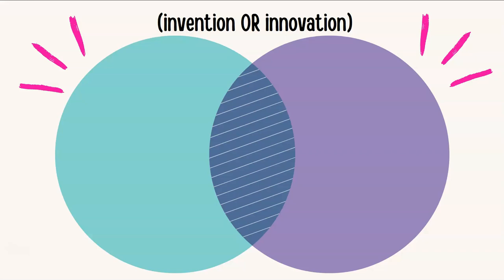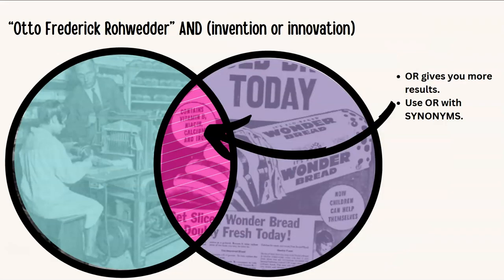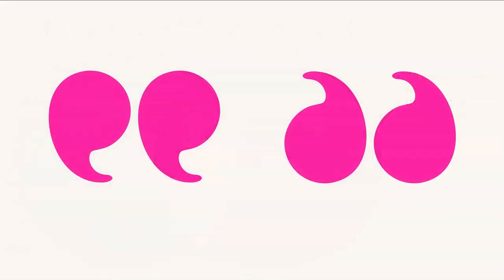This is going to give me anything invention, anything innovation, and anything in between. Now, the entire purple side of this graph is invention or innovation. And then it's going to look at all of the inventor. And now the overlap is anything that includes our inventor and anything about invention or innovation together, giving us a little bit more. Quotation marks are going to be very helpful to help keep phrases together.